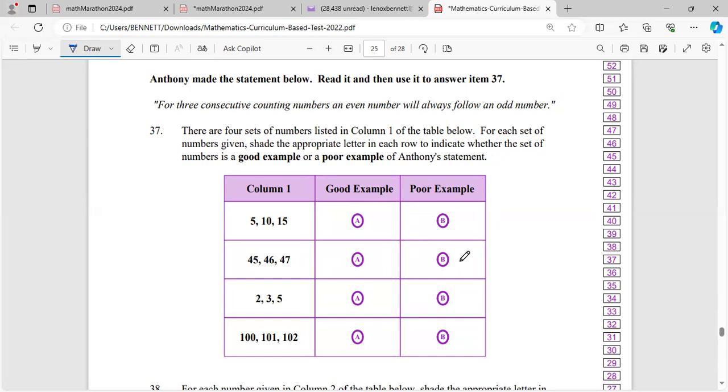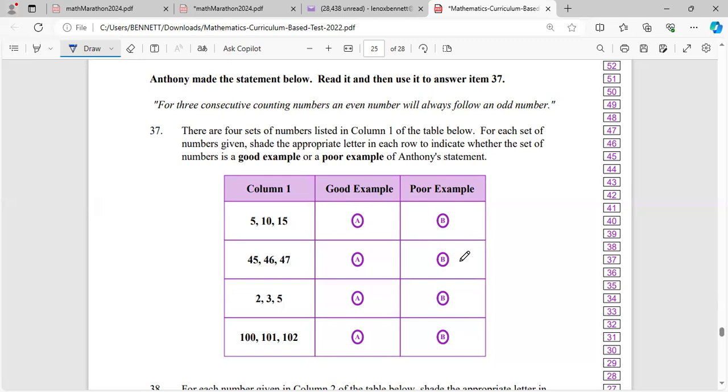So, it says Anthony made the statement below. Read it and then use it to answer item 37. For three consecutive counting numbers, an even number will always follow an odd number. There are four sets of numbers listed in column 1 of the table below. For each set of numbers given, shade the appropriate letter in each row to indicate whether the set of numbers is a good example or a poor example of Anthony's statement.